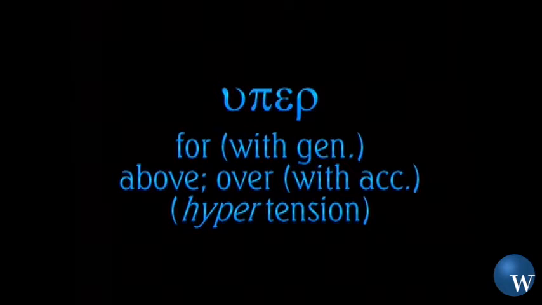Huper. And notice a lot of these are words that we have in our own language that are just transliterated into our own language. It means for with the genitive and above or over with the accusative. For example, hypertension. Now, that word huper is pretty interesting. When we think about hypertension, we're talking about above normal blood pressure. There is pressure in our veins, in our blood system, okay? It's under pressure, and our heart pumps that blood through the veins, okay? When you have hypertension, you have above normal tension.